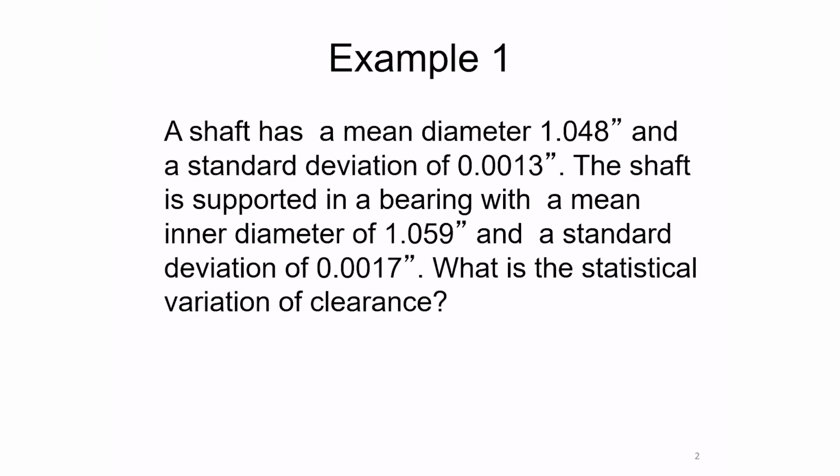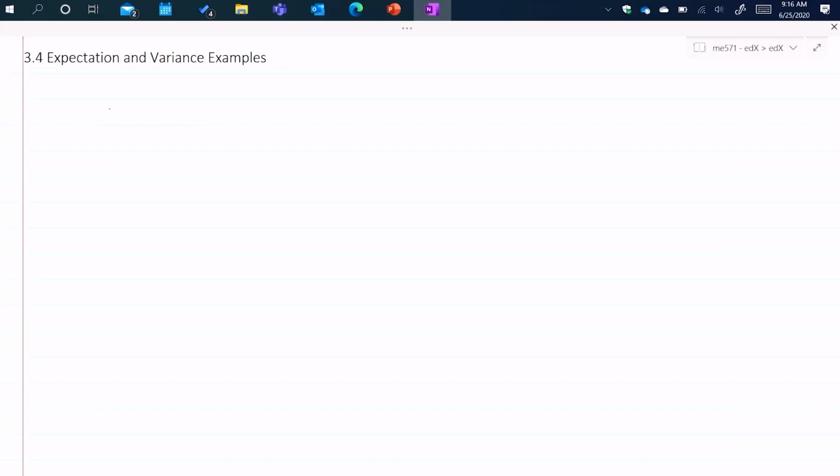A shaft has a mean diameter of 1.048 inches, standard deviation of 0.0013 inches. The shaft is supported in a bearing with a mean diameter of 1.059 inch and a standard deviation of 0.0017 inch. What is the statistical variation of clearance is the question. And what we will do is we'll switch over to OneNote and derive the solution for this problem. So this is example 1.